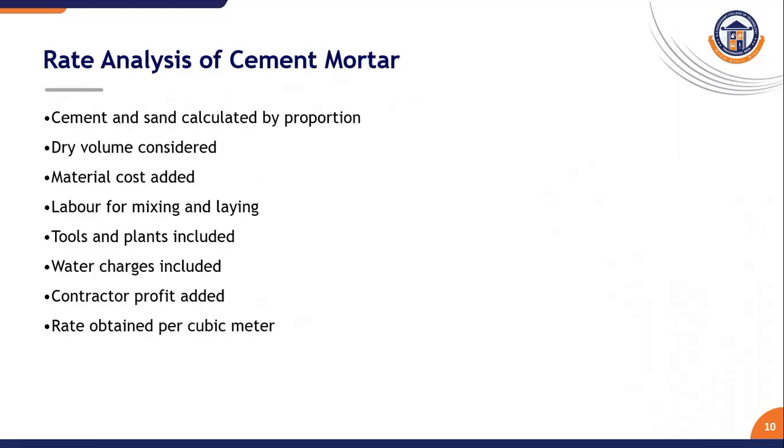Rate analysis of cement mortar. In cement mortar rate analysis, the quantity of cement and sand are calculated based on the specified proportions. Dry volume is considered while calculating the material quantities. Labor charges for mixing and application are added. Cost of tools, water charges and contract profit are included to obtain the rate per cubic meter.